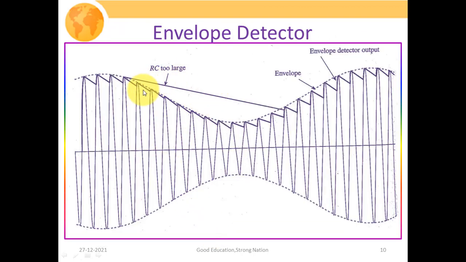This figure shows the envelope detector outcome. If we closely observe, this waveform shows your amplitude modulated waveform. When we pass this AM modulated waveform through the diode, we will only have the positive half cycle part.